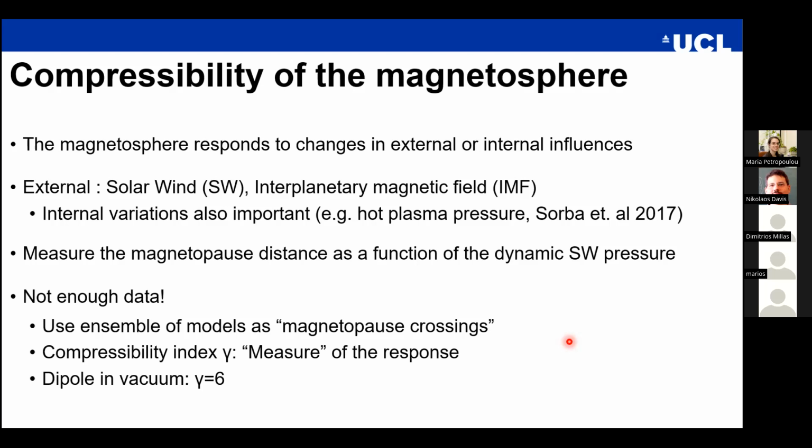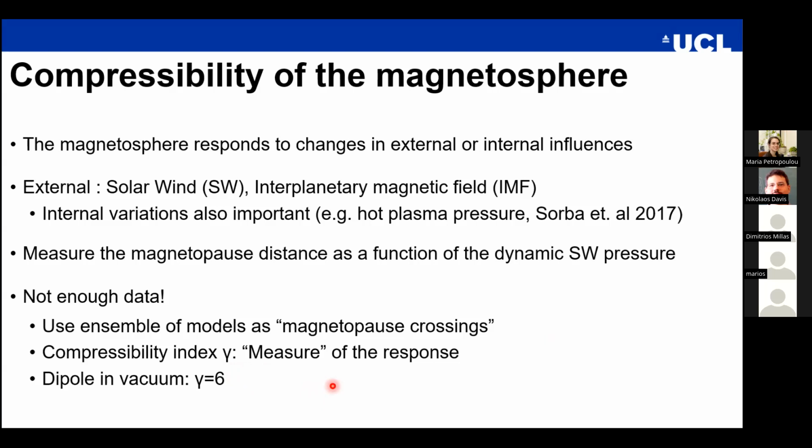So what we did is we created a very big ensemble of models, around 600 models of the code, with different magnetopause radii and different hot plasma content. This sort of represents the different states of the magnetosphere, and since we're assuming pressure equilibrium, also the solar wind conditions. And just to find a number to quantify if the magnetosphere can be compressed easily or not, we use the compressibility index, which sort of measures how the magnetosphere responds to any change in any internal or external condition.